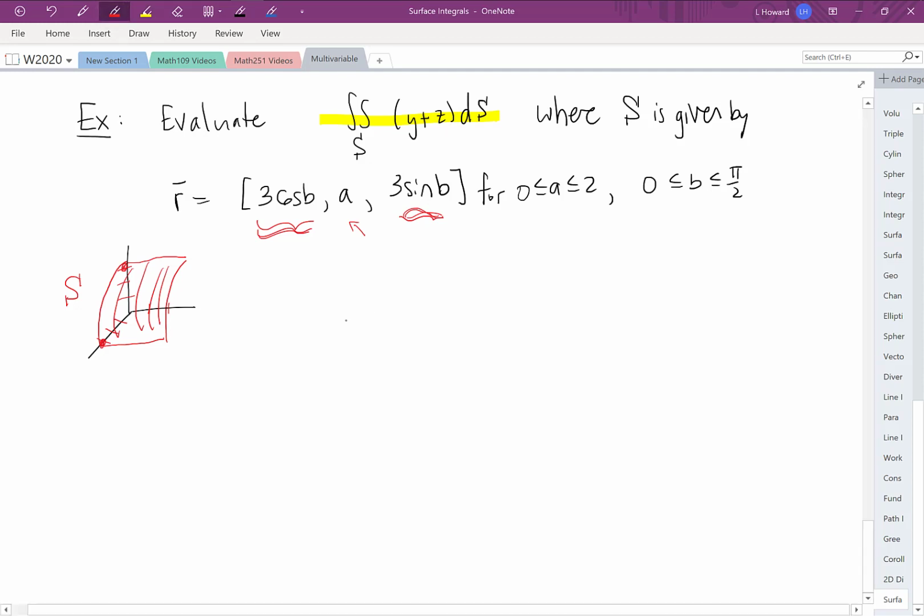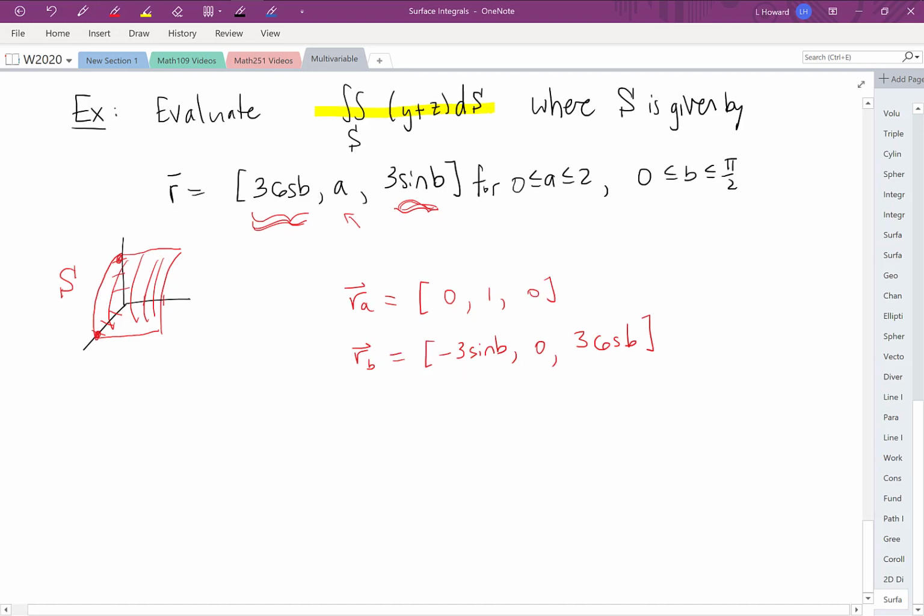And to do that for a parametric surface, you want to take the partial derivative of your position vector with respect to your two parameters. So if your parameters were called u and v, you'd write vector r sub u and vector r sub v. In this case, for whatever reason, our parameters are called a and b. All right, so let's take those two partial derivatives. Partial of r with respect to a is going to be 0, 1, 0, and partial of r with respect to b, minus 3 sine b, 0, and 3 cos b.